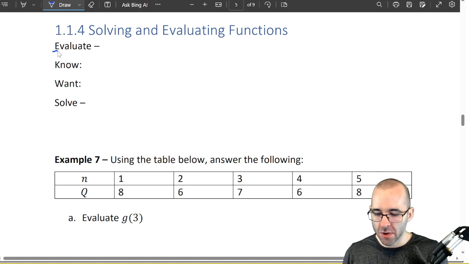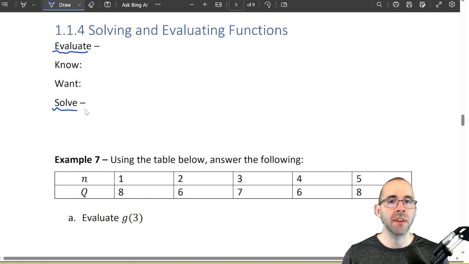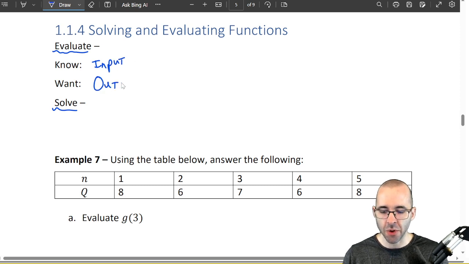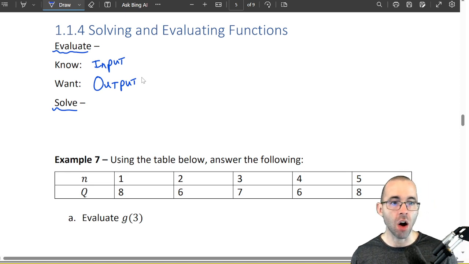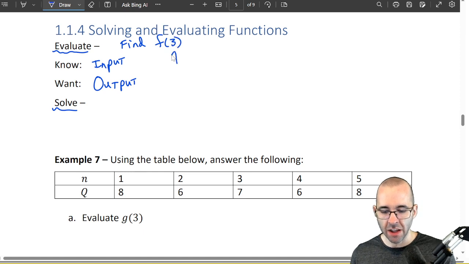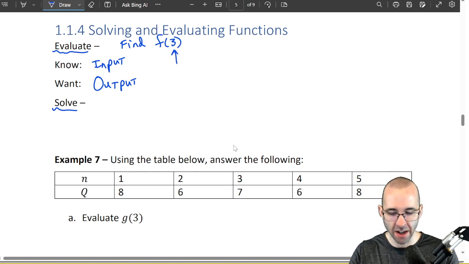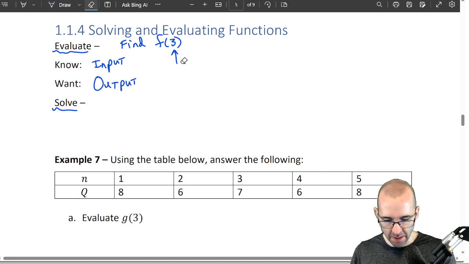So we're going to do two things: evaluate and solve. So evaluating a function means that we know the input and we want the output. So this is the normal, common thing that happens all the time. Someone says, evaluate f of 3, right? Or maybe find f of 3. We know the input. The input is what's inside the parentheses. And we're curious about the output.